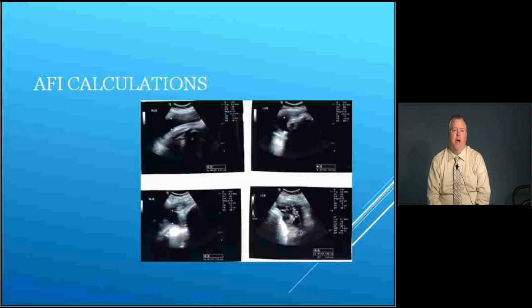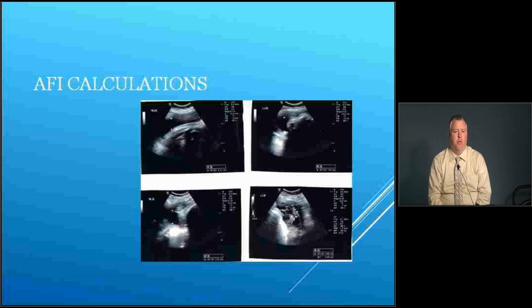Here's an example of doing AFI calculations. You can see the sonographer did 4 different images, one from each of the 4 quadrants of the maternal abdomen. You can see the little plus signs on the images there, and that's the electronic calipers, and they're measuring the pockets of amniotic fluid.